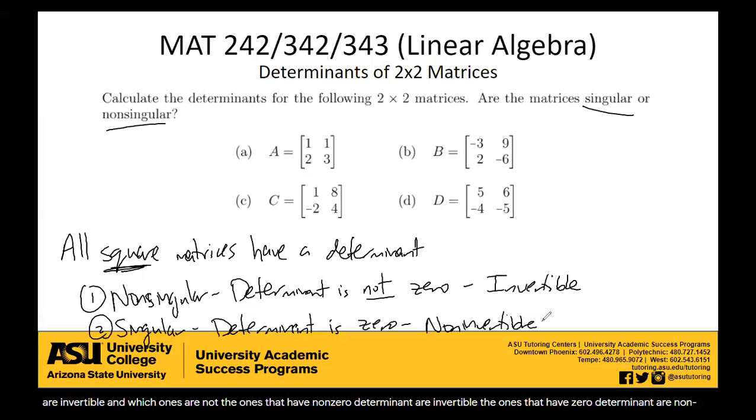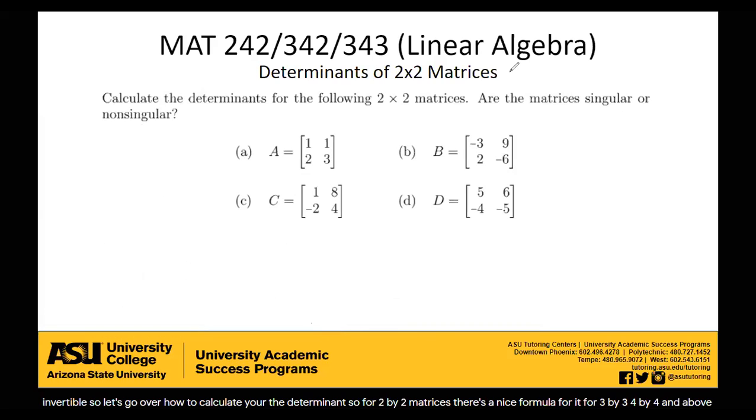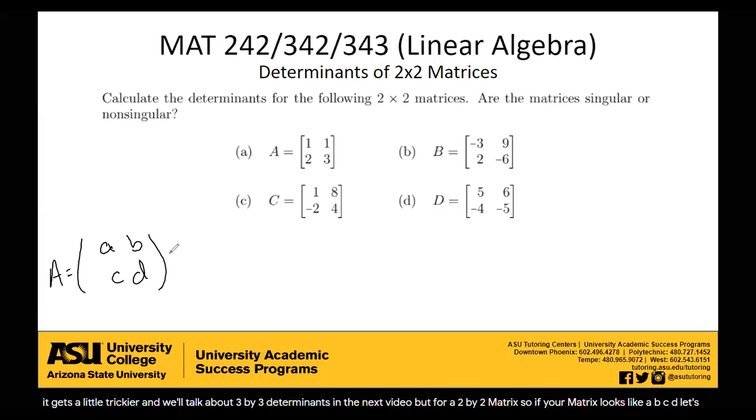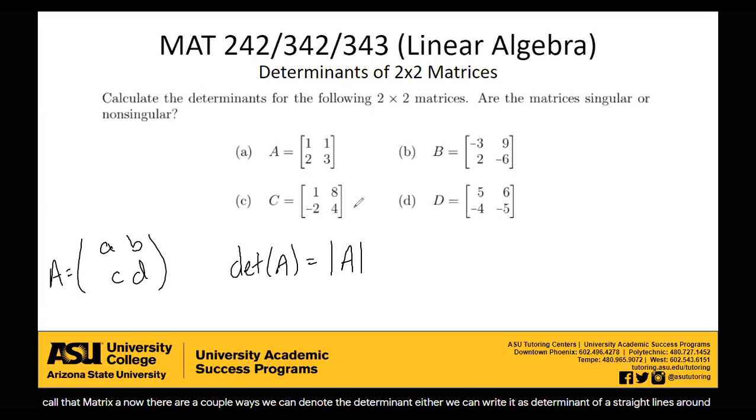Okay, cool. So let's go over how to calculate the determinant. For 2x2 matrices, there's a nice formula for it. For 3x3, 4x4, and above, it gets a little trickier, and we'll talk about 3x3 determinants in the next video. But for a 2x2 matrix, if your matrix looks like A, B, C, D, let's call that matrix A. Now, there are a couple ways we can denote the determinant. Either we can write it as determinant of A, or you'll also see these straight lines around the edge of your matrix. Both of these mean calculate the determinant, and how you do it for a 2x2 matrix is this nifty equation.